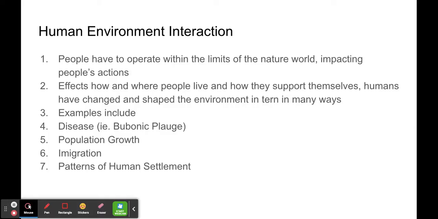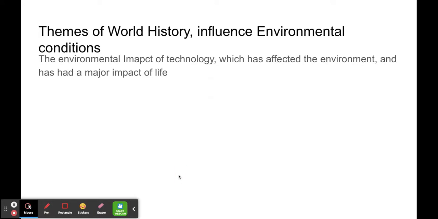Examples of this include the spread of disease, such as the bubonic plague, or what happened with the Native Americans during the Age of Exploration in the New World at the time. Population growth, immigration, people traveling from one country to another for various reasons, patterns of human settlement. The environmental impact of technology as well, which is greatly affecting the environment and having major impact on life. And we're going to see that as we go through history.